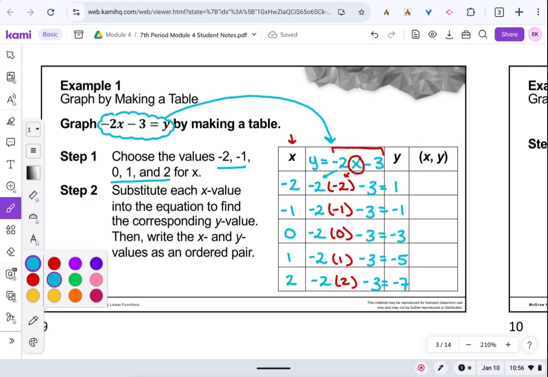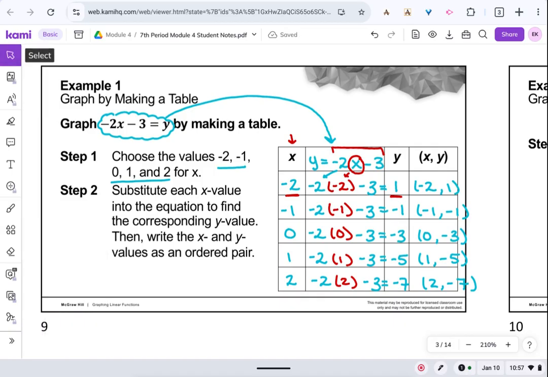All right, so now we're going to put our x number and our y number together to create an ordered pair. The ordered pairs are in this last column, so -2, 1. Those need to be in parentheses with a comma in between the values. -1, comma -1. Again, x and y. This one, x is 0, y was -3. This one, x is 1, y is -5. And then we've got 2, comma -7. So that's how we make our table.